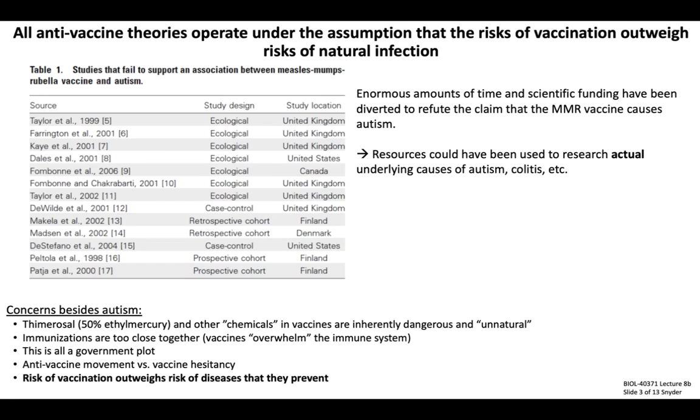Regardless of the exact reasoning people use to justify their stance on vaccines, it all comes down to this core belief that the risks of vaccination outweigh the risks of the diseases that those vaccines prevent. As we will learn in the next slide, this isn't the case for most diseases, but it can be difficult to convince someone otherwise, especially if their anti-vaccine sentiment is rooted in deeper philosophical beliefs rather than objective data.